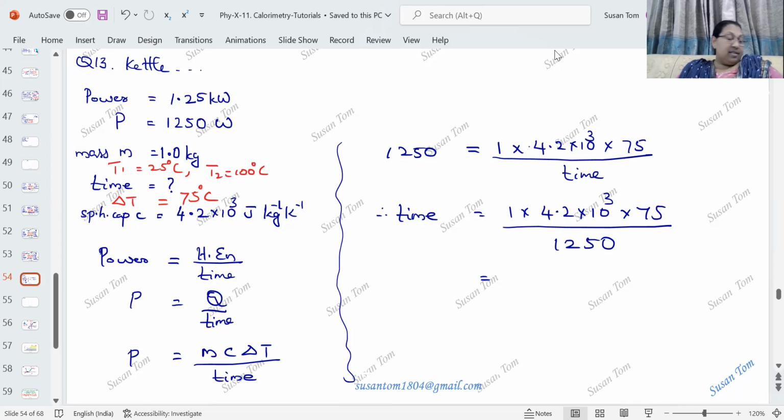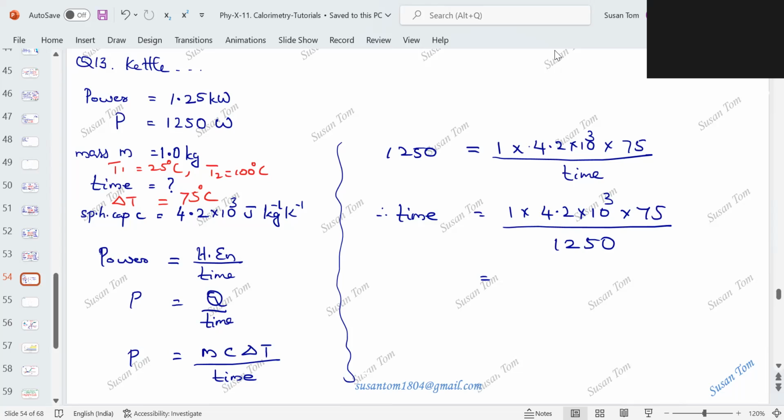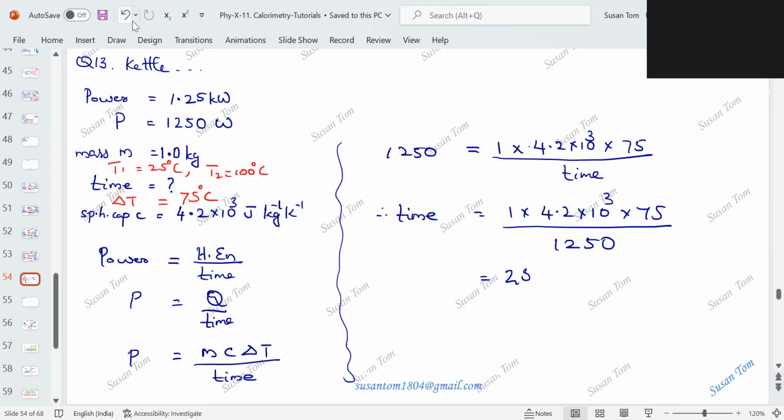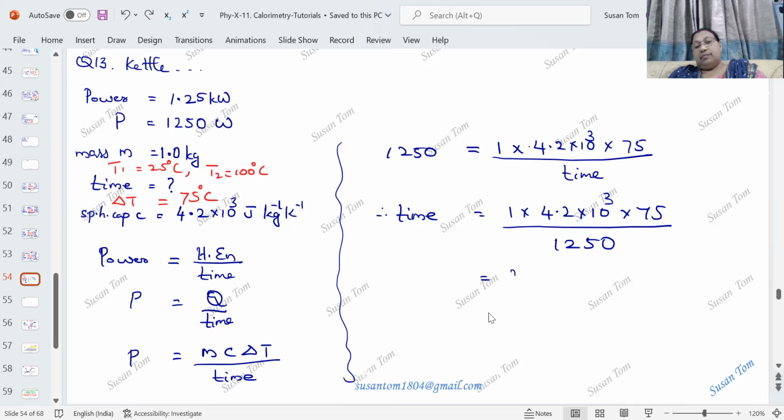252 seconds now. Which is equal to, what do you do, children? 60 seconds is 1 minute, so you will divide 252 by 60.